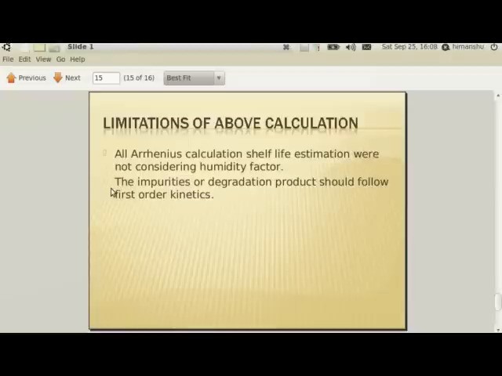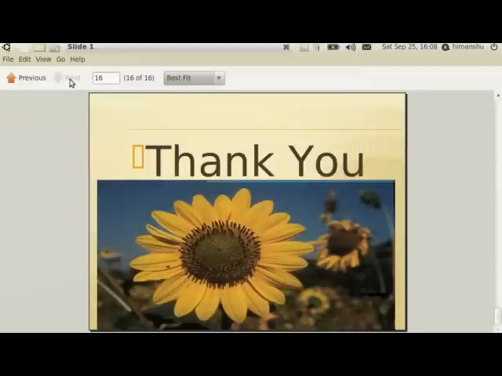But this method will definitely help where we know that our impurity is temperature dependent or very sensitive to temperature and responds to temperature very much.